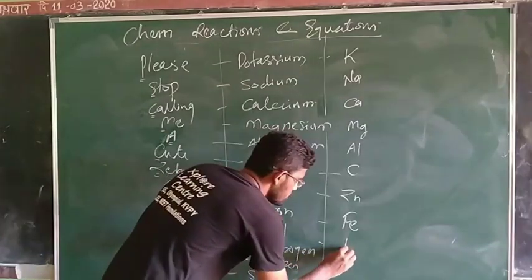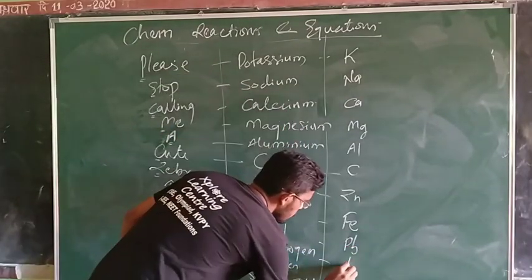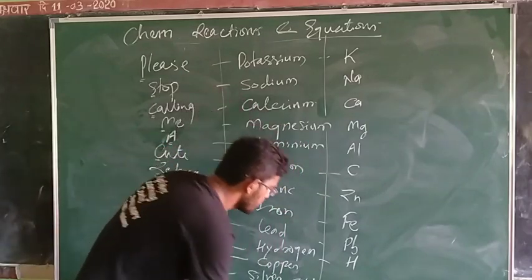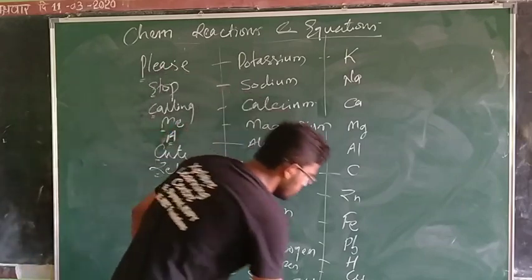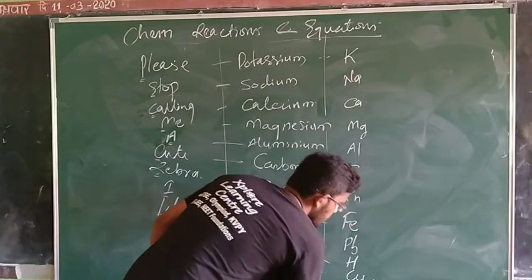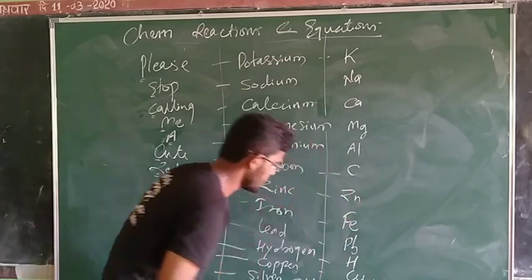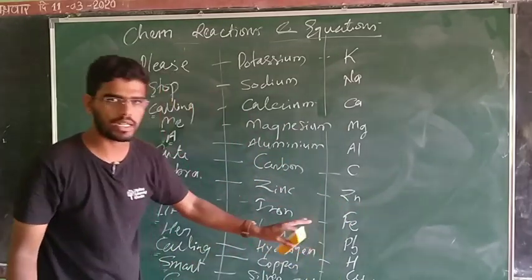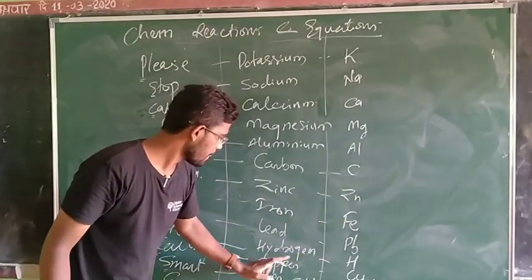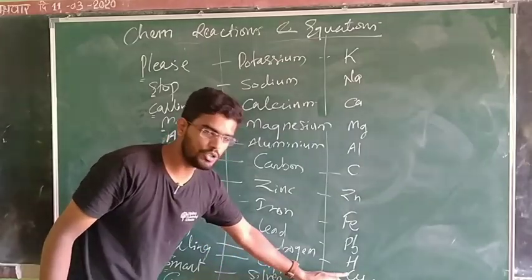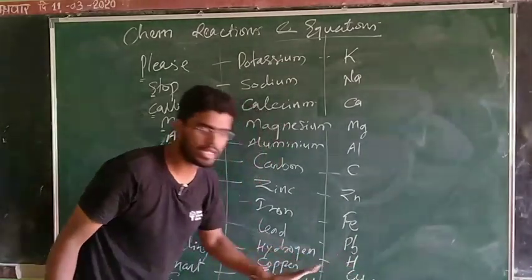Lead is Pb. Hydrogen H. Copper Cu. Silver Ag, and lastly gold is Au. There is no space. You may understand from the chart. That is, iron is Fe, lead is Pb, hydrogen is H, copper is Cu, silver is Ag, and gold is Au. That question I have written.